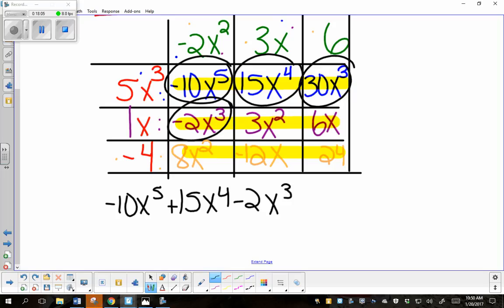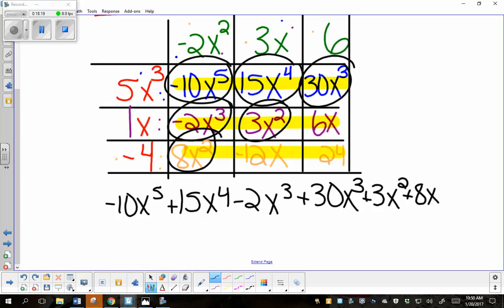Plus 30x to the 3, plus 3x squared, plus 8x squared, plus 6x minus 12x, plus 24. I'm running out of room. And if you can combine some of those before you write them down, that's fine. If you can see in the grid that you can combine some terms, go ahead and do it. So let's check here.